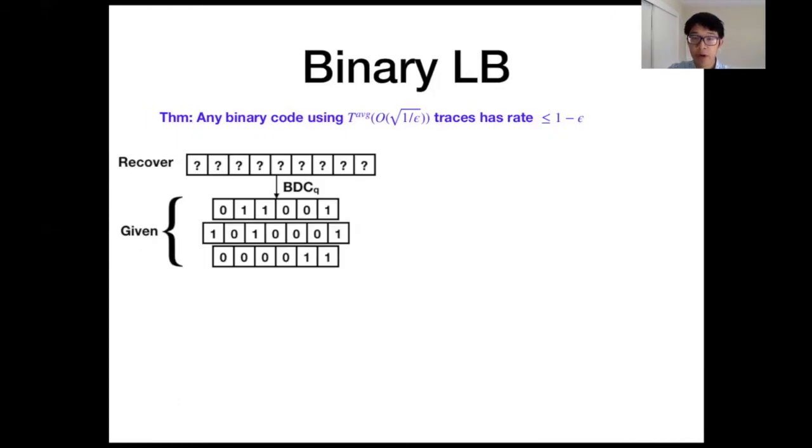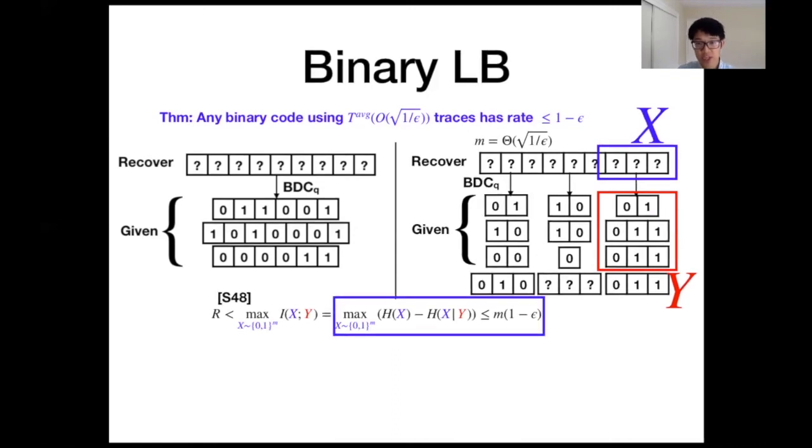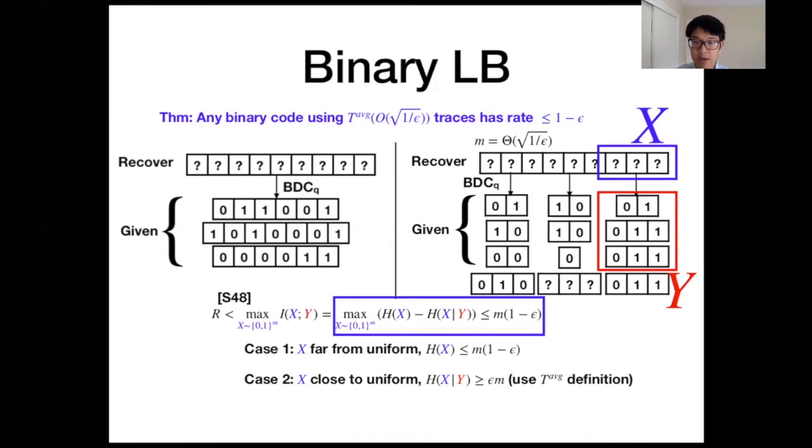So for our binary lower bound, like for our large alphabet lower bound, we leverage Shannon's theorem. But here we have to be more careful. So we divide our code word into chunks of size square root 1 over epsilon. We treat these chunks as symbols over some large alphabet, and then we use Shannon's theorem. So then we need to compute some mutual informations, and in there we use the bounds for average case reconstruction.